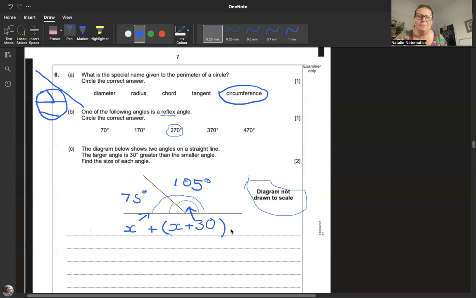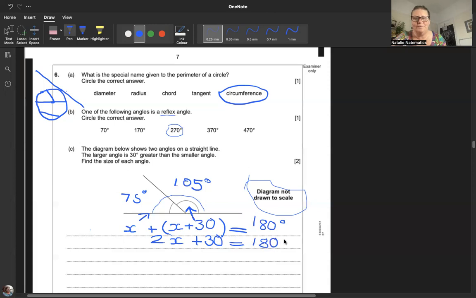Well, what do we know about it? We know they add to 180. So what have I got here then? That would probably give me 1 mark. I've got an x and an x, that's 2x, and I've got a 30. Always make sure that you don't combine your letters and your numbers. So that's 2 lots of x, 2 lots of the angle we don't know, plus 30. Now 30 is a number in its own right. And those two equal 180.